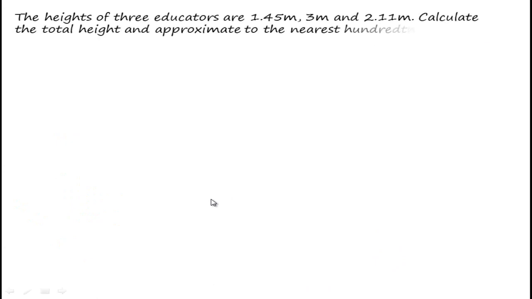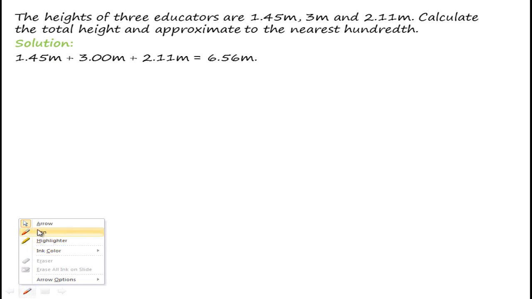The heights of 3 educators are 1.45 meters, 3 meters, and 2.11 meters. Calculate the total height and approximate to the nearest 100th. 100th means you count them immediately after the decimal point. Now do the addition, add them together, you get what? You get 6.56 meters. Are you following now?